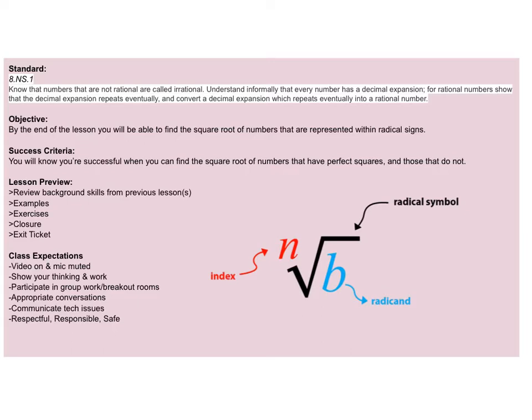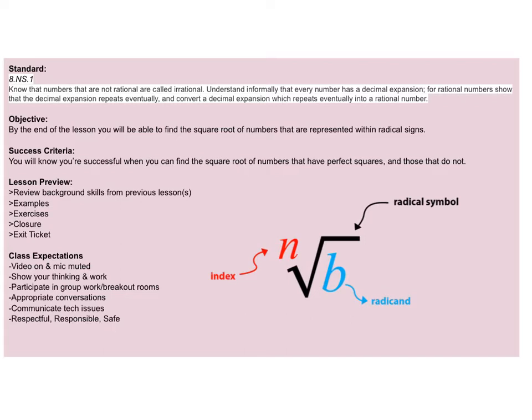Today we are continuing with the same standard that we worked on yesterday, 8NS1, all about rational and irrational numbers. Today's objective is that by the end of this lesson you'll be able to find the square root of numbers that are represented within radical signs. You'll know you're successful when you can find the square root of numbers that have perfect squares and those that do not. So we practiced a little bit yesterday, but we're going to really get into it today.